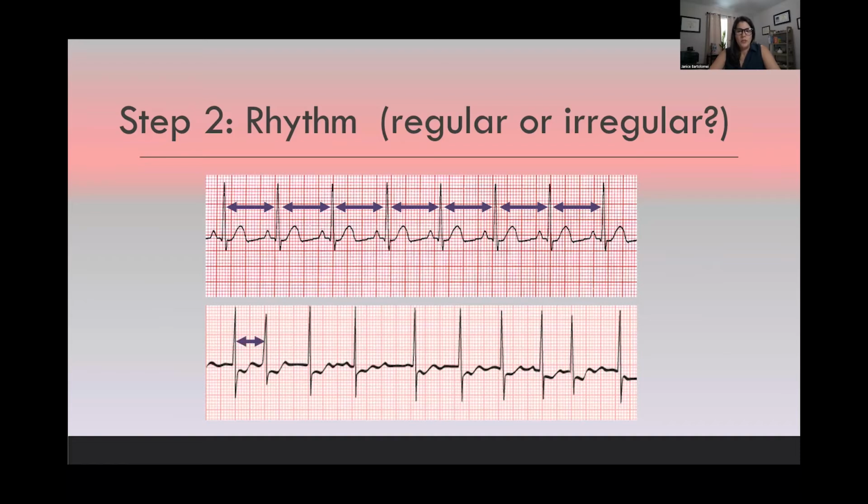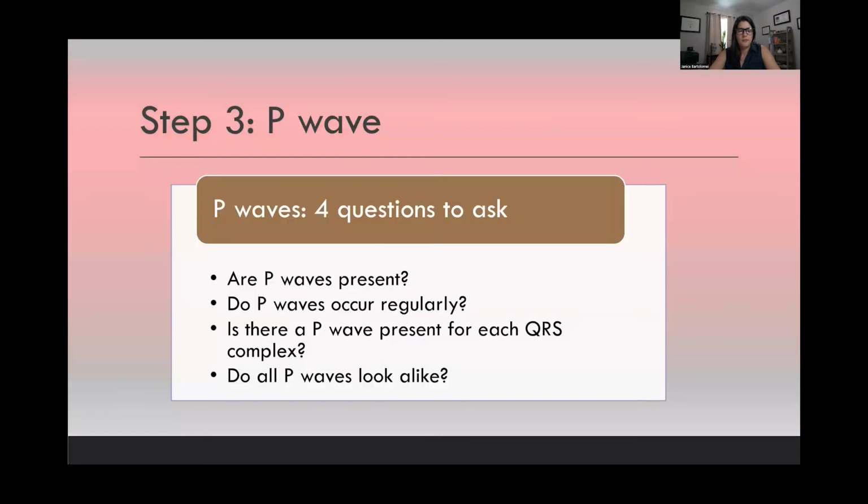Okay, moving on to me showing you the distance. See how it gets bigger and bigger. Look at it here. And then it gets smaller again and bigger. The next step is, do I have P waves? And there should be a P wave for every QRS. Do they occur regularly, or do we have multiple P waves and then a QRS? Do they look alike? That's the third step.